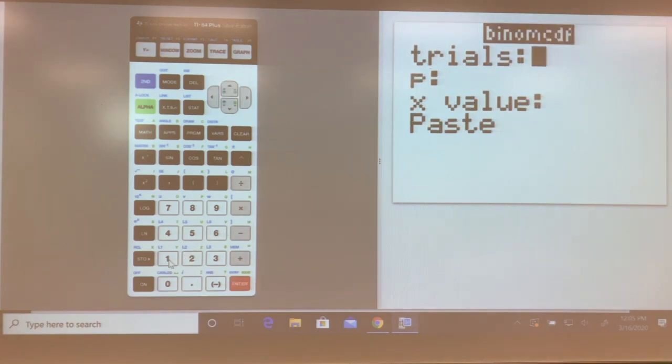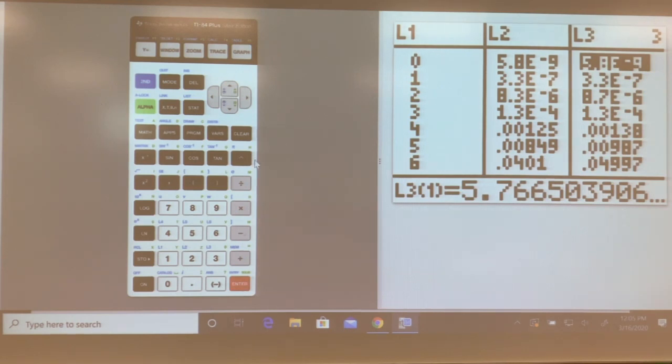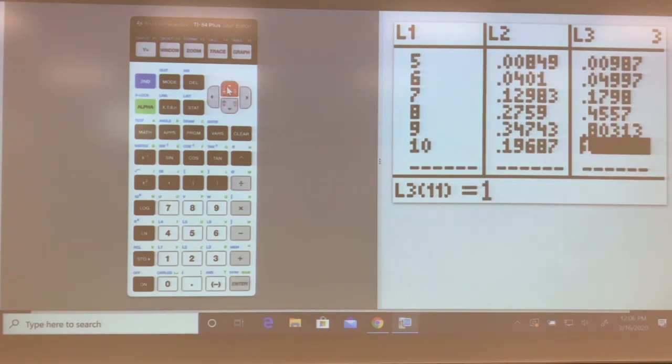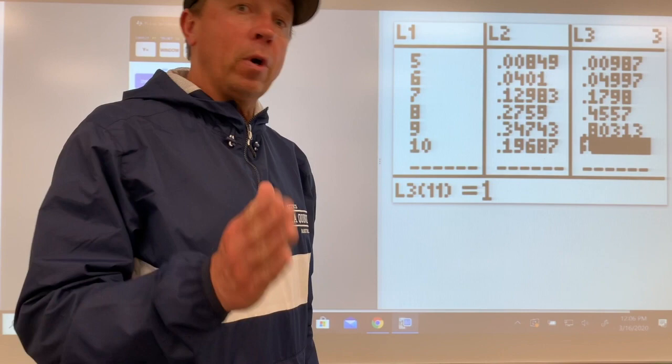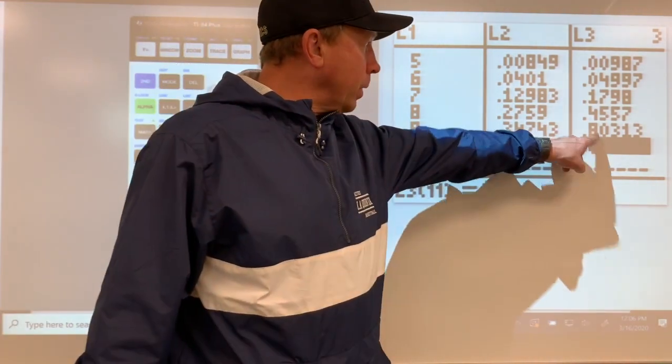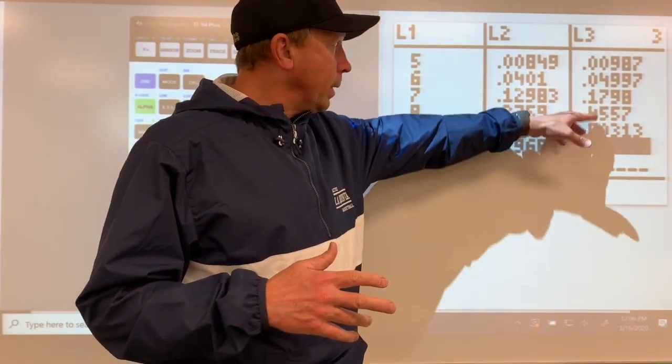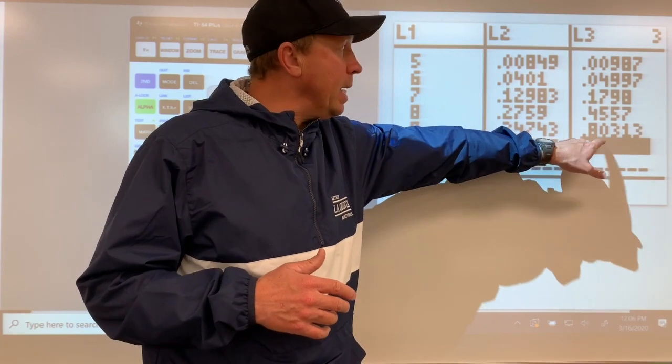CDF, 10 trials, probability of success 0.85, and this is L1. I'm going to paste that thing. All right, this thing will add to 1 because 100% of the time, this guy will serve 10 serves or less out of 10. 80% of the time, he will serve 9 in or less out of 10, etc. So this is the CDF function.